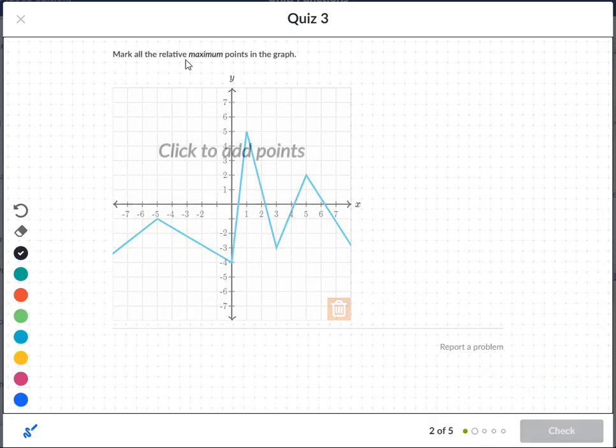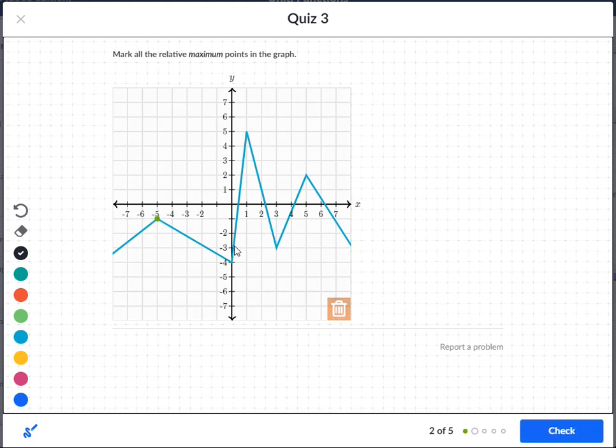Mark all the relative maximum or minimum. So where are all the high points? Where does it come into a high point? Well, this is a high point. This is another high point, which is a maximum, and this is another high point. So the graph goes up, then it comes back down, three times. So it went up 3 times here.